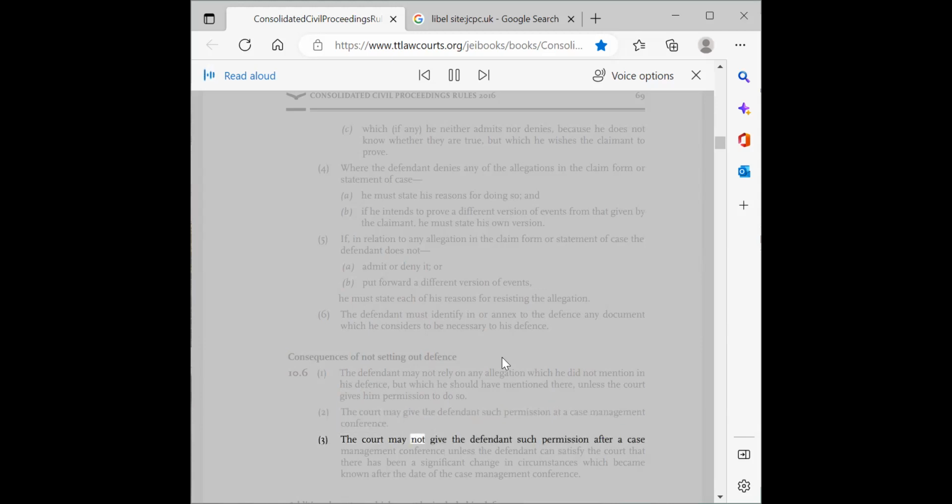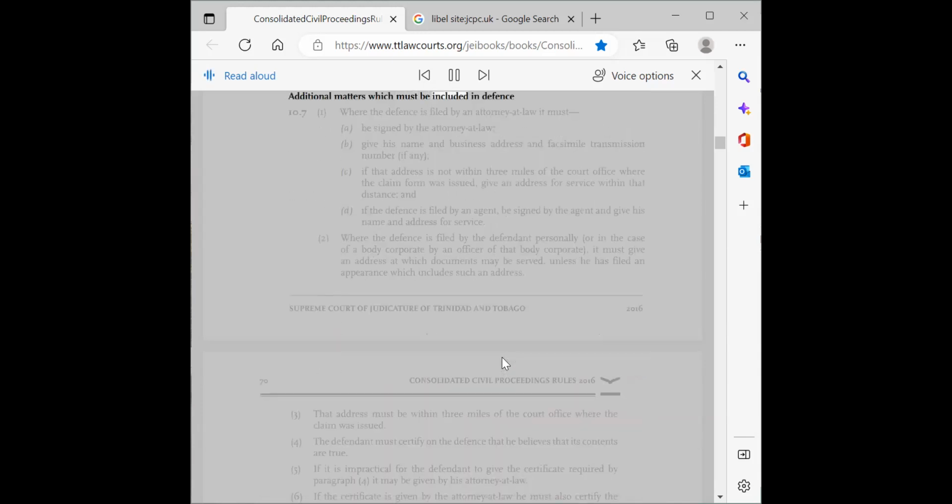3. The court may not give the defendant such permission after a case management conference unless the defendant can satisfy the court that there has been a significant change in circumstances which became known after the date of the case management conference. Additional matters which must be included in defense.